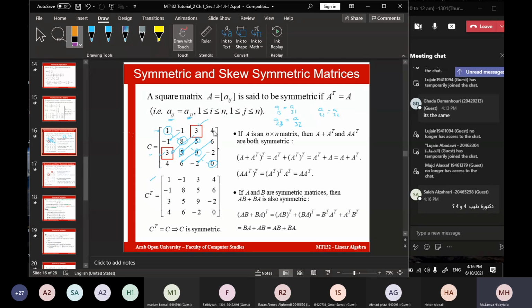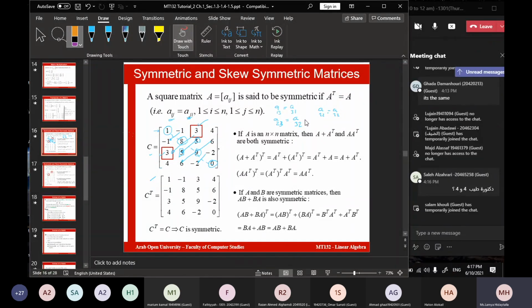Where is the 4 and 4? Yeah, this is 4 and this is 4. So this is A14 and this is A41, correct? So they are the same. Every Aij should equal Aji. Clear? Okay.